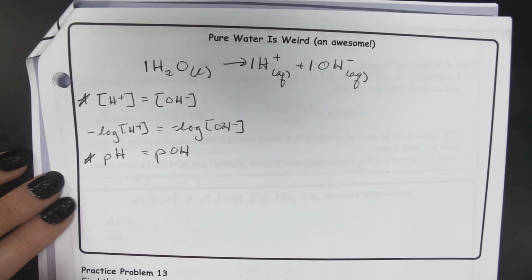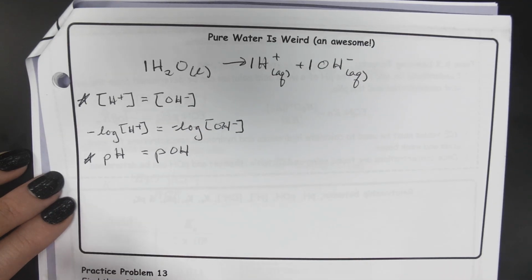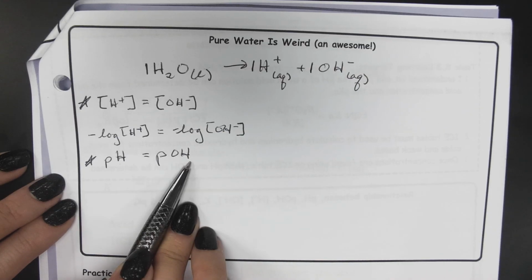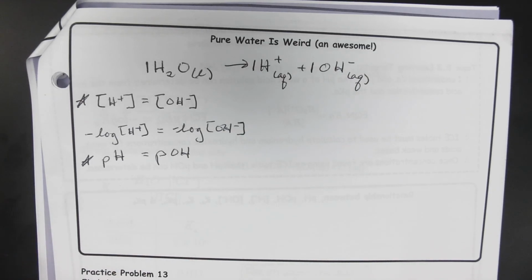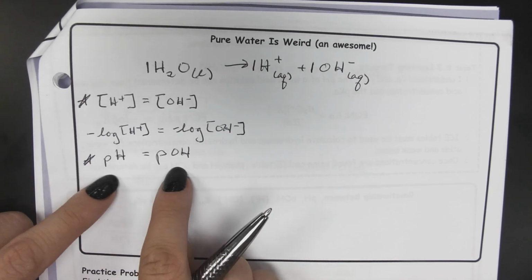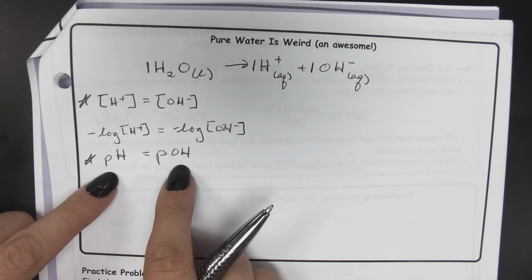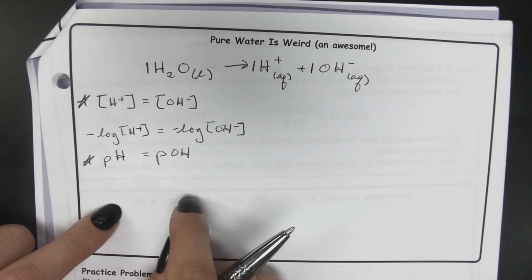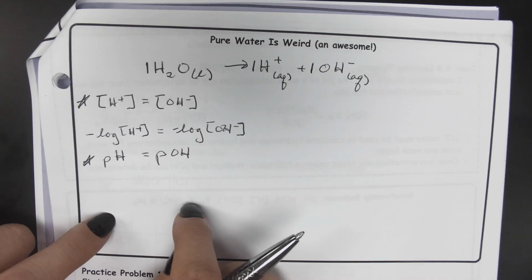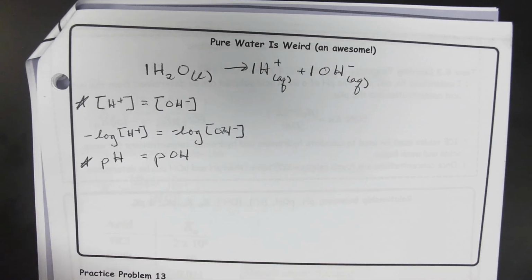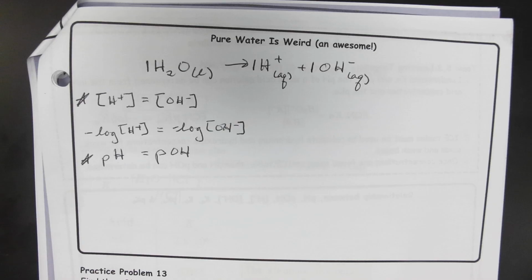Now, if it's 25 degrees Celsius, then this is 7 and that is 7. But if it is not 25 degrees Celsius, then these are no longer 7. It could be higher, it could be lower. I'll explain how to tell in a little bit, but they will always equal each other. And that's usually how they try to trick students. They increase the temperature or they decrease the temperature, and you have to realize that these still equal each other if it's pure water.